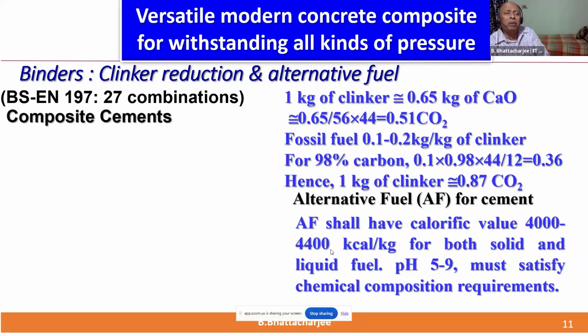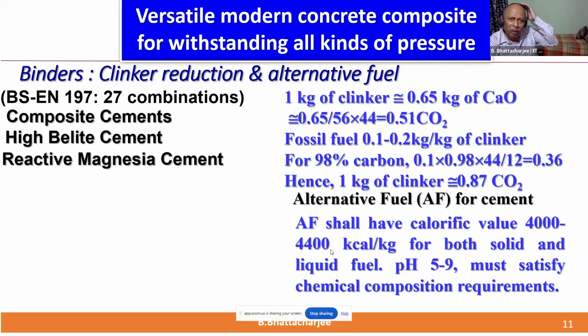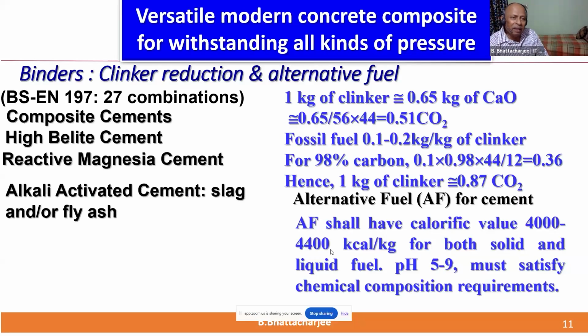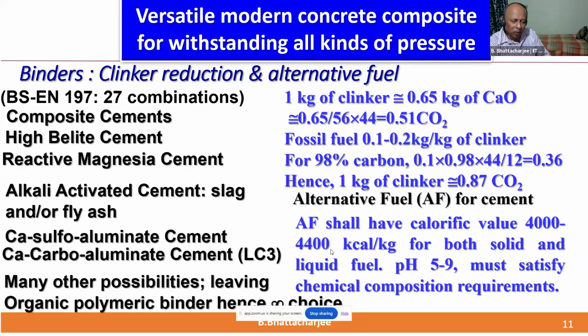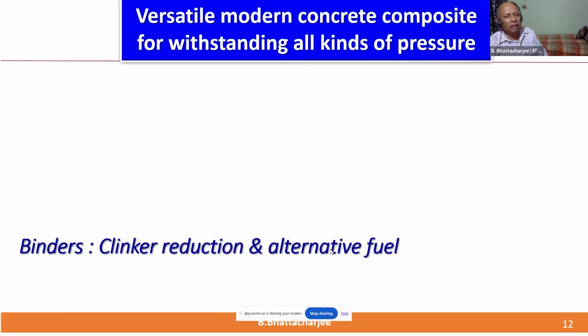And you have an infinite number of cements, as I told you. In fact, the British code and the European code will give you 27 combinations. Then there are high halide cement, magnesia cement, alkali activated cement. Geopolymer is one of them, which you are saying. It's actually an alkali activated cement. Calcium sulfoaluminate system, calcium carboaluminate system, cement like LC3, which has been researched quite a bit in this country by my colleagues, actually Professor Sasan and many others. Many other possibilities, there are infinite, as I said.